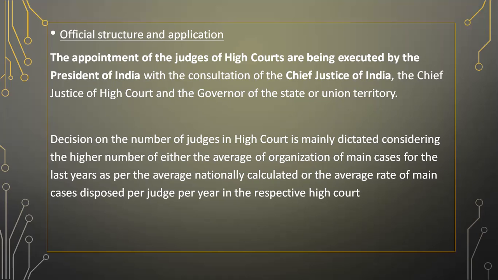The decision on the number of judges in a high court is mainly dictated by considering the higher of either the average of the institution of main cases for the last year as per the national average, or the average rate of minimum cases disposed per judge per year in the respective high court.